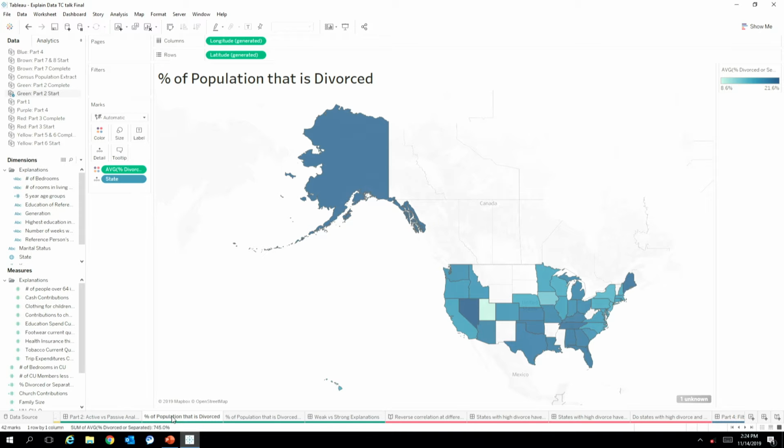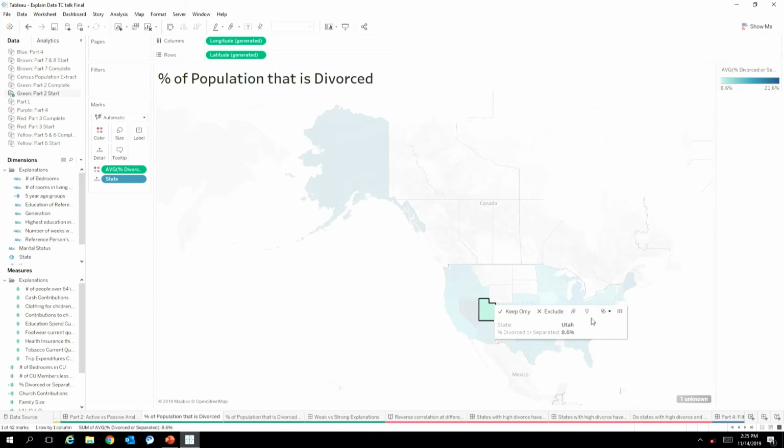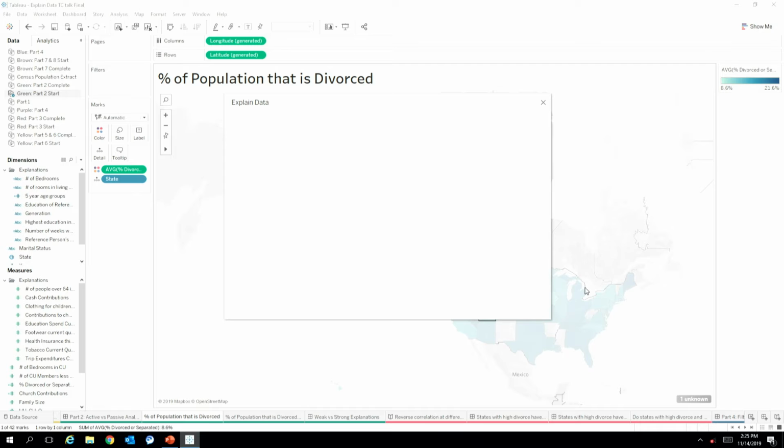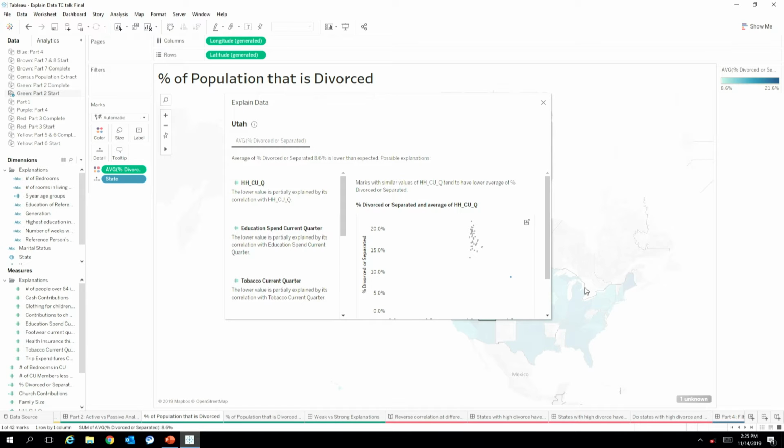So in this case, we're looking at the percent of the population that is divorced. And you can see that, once again, Utah is an outlier here, where there is a very, very low percent of divorced people. So I'm going to go and select this data point and hit Explain Data. Once again, it's going to go through all of the columns and find the ones that could be correlated with this. So here it's come up with this measure called HHCUQ, which is well and truly how it's labeled in the Consumer Expenditure Survey.